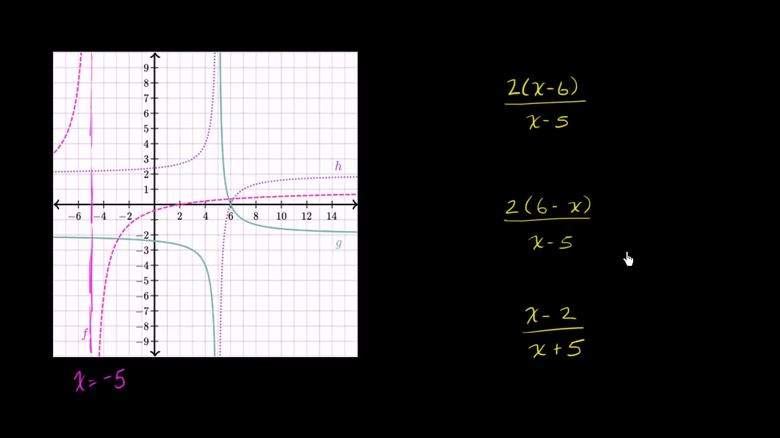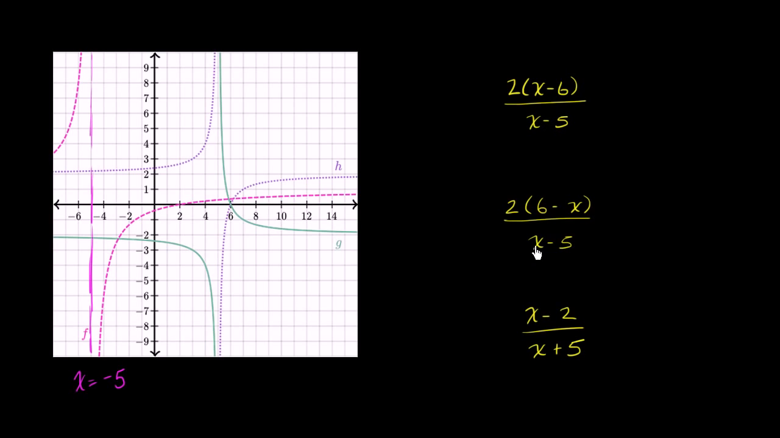And then even if it isn't defined there, we need to make sure that it's an actual vertical asymptote and not just a hole at that point, not just a point discontinuity. So let's think about it. This first expression is actually defined at x equals negative 5. The only reason why it wouldn't be defined is if somehow we got a 0 in the denominator. But if you have negative 5 minus 5, that's negative 10. So this one's defined at that point.